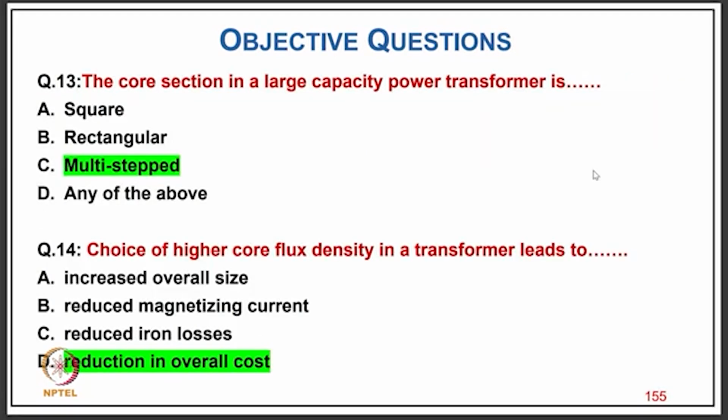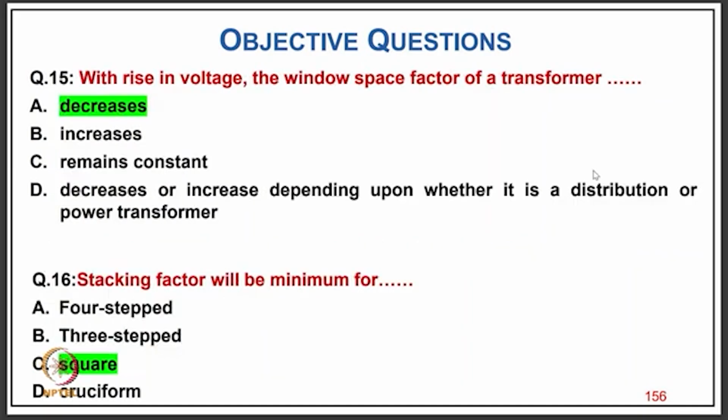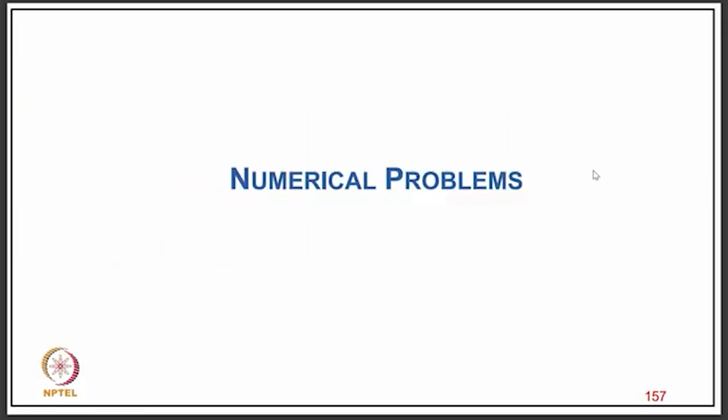The cross section area of a large capacity power transformer core is multi-step, and the choice of a higher core flux density in a transformer leads to a reduction in overall cost. With the rise in voltage, the window space factor of the transformer decreases because of more insulation, and the stacking factor will be minimum typically for a square type of core.